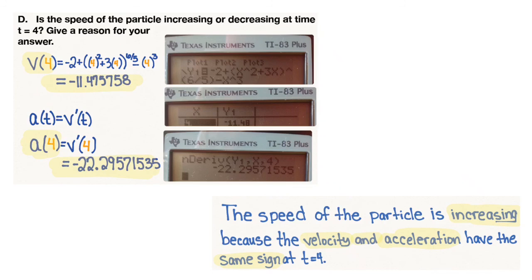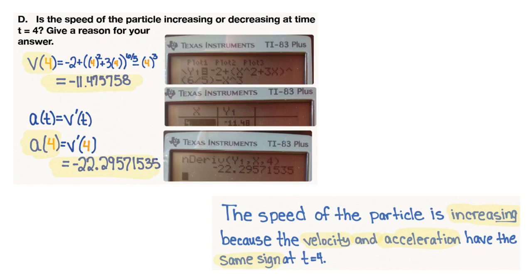So for part D, if we want to find out if something is speeding up, we want to compare the sign of the answers to velocity and acceleration. The velocity of the particle at time 4 is negative 11.475758. To find acceleration, that is the derivative of velocity, and your calculator will find the derivative of a function at a value. So the acceleration at time 4 is negative 22.2957. Since the signs of both velocity and acceleration are negative, the particle is speeding up.